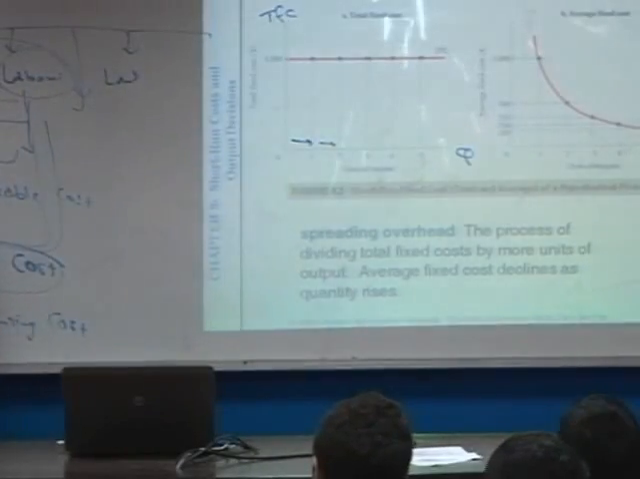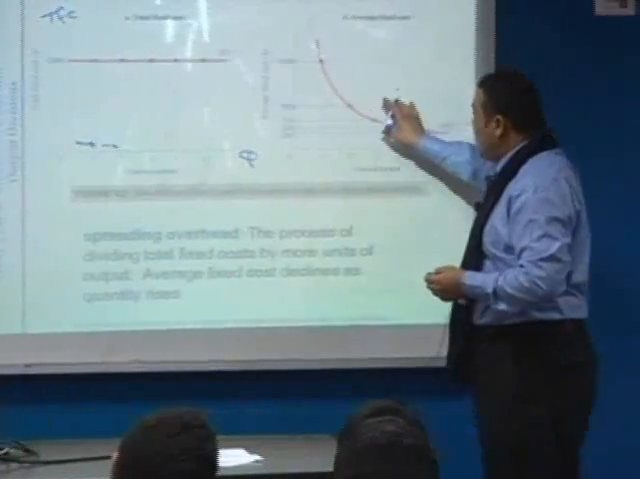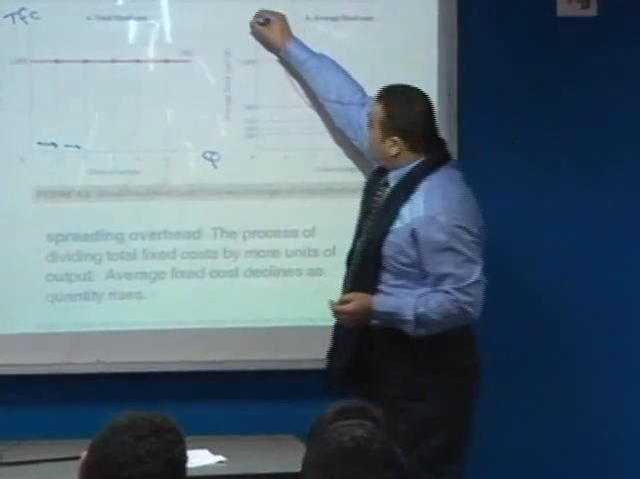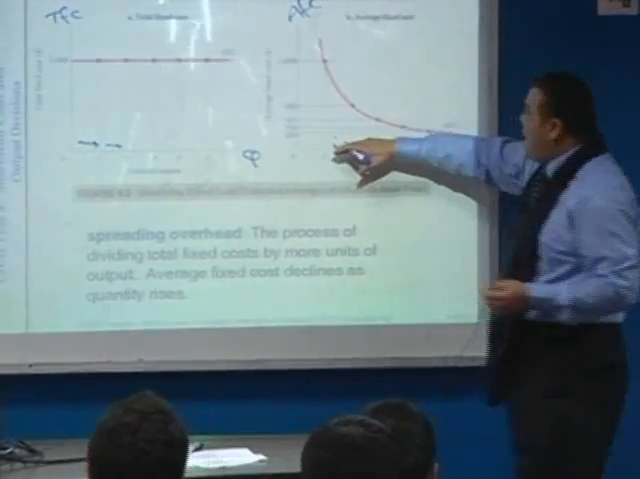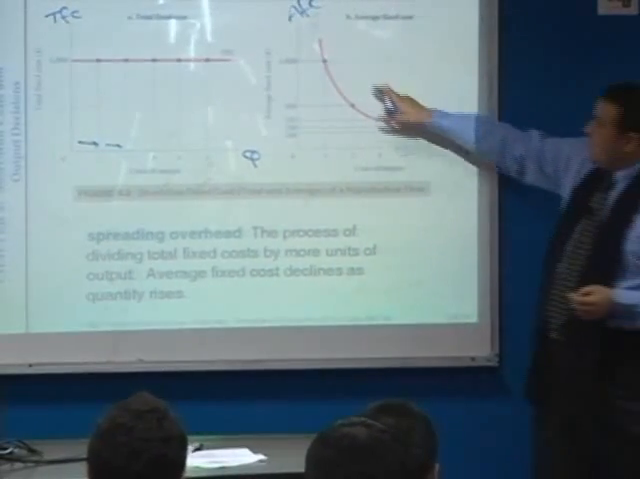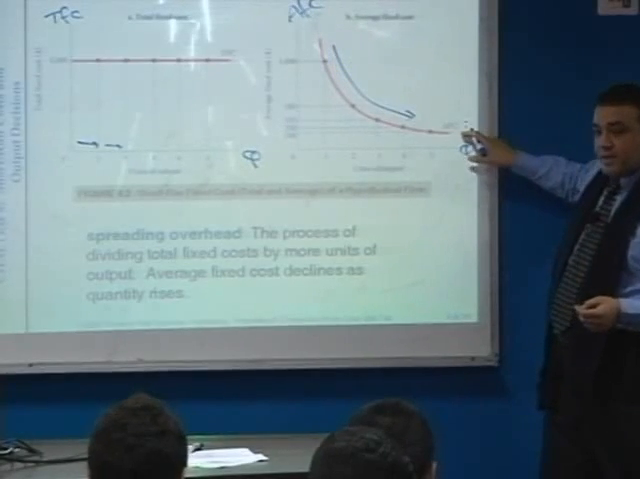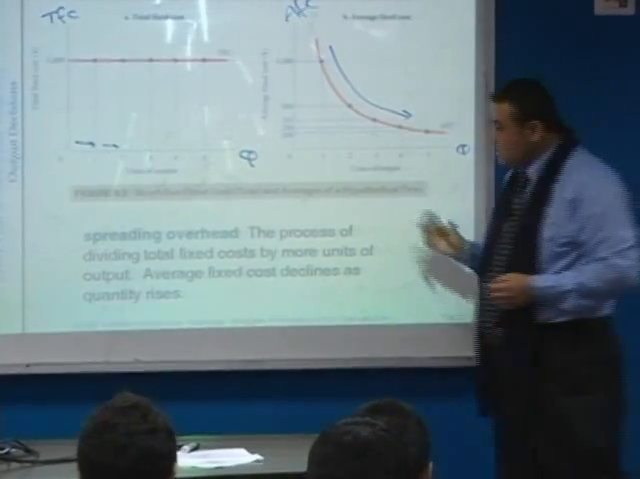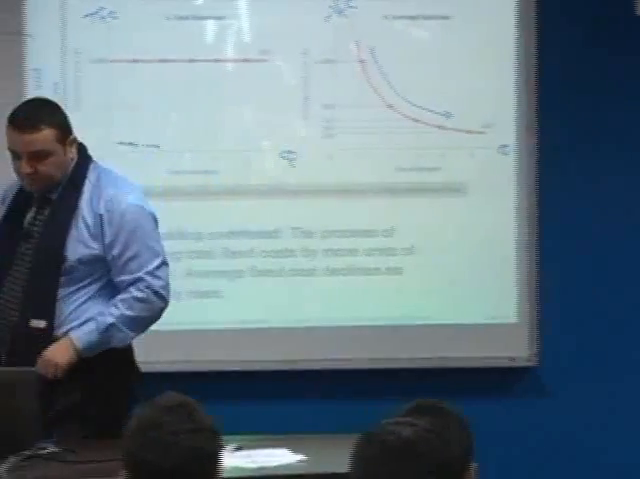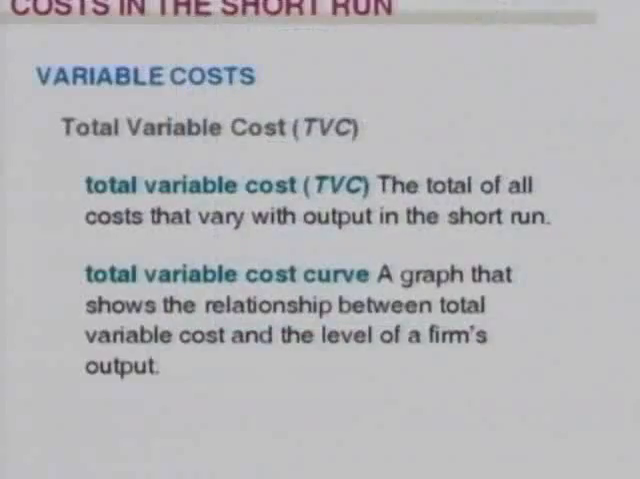But what about the average fixed cost? As you see, this is the average fixed cost, AFC, and this is Q. When the quantity increases, the AFC is declining, but it never reaches 0, right? Okay, so let's go to the total variable cost.